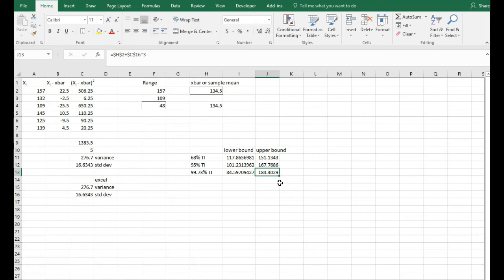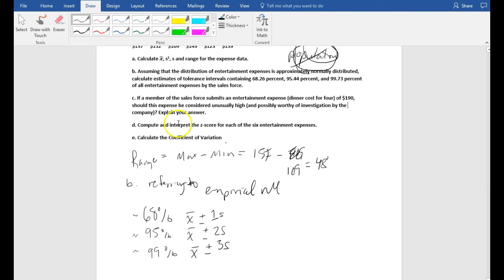So that would be our conclusion. And we would explain that by saying $190 is, in fact, outside of the acceptable 3 standard deviation range, and so therefore we think that it is an outlier and worthy of further investigation. So that was D. And now it's saying compute and interpret the z-score for each of the 6 entertainment expenses.